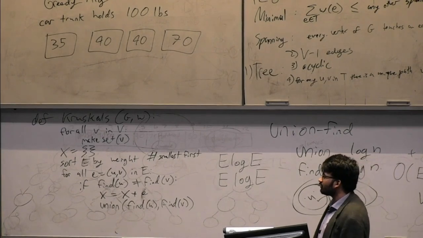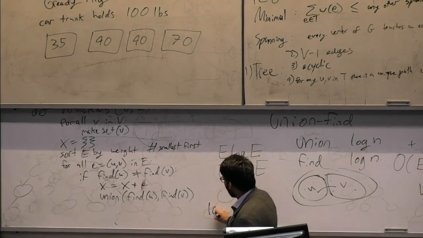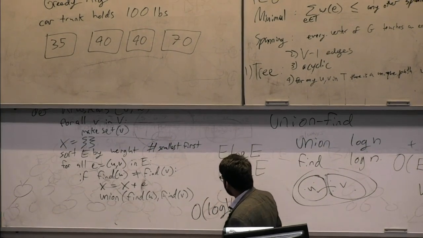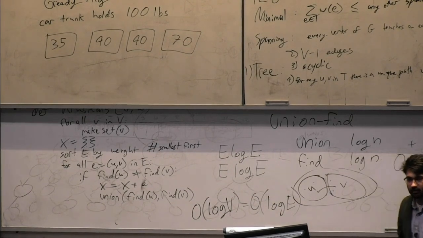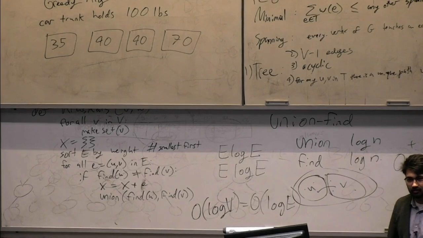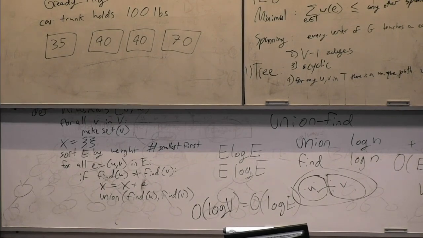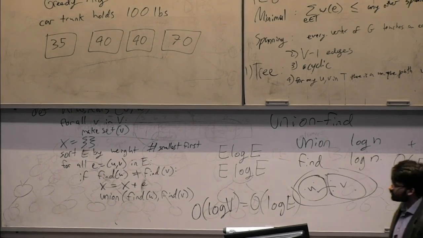The union is the log of... Ah, so it actually doesn't matter. I claim that O of log V is equal to O of log E. V does not equal E asymptotically, but log V equals log E asymptotically. Why? Yeah, so E you can upper bound by V squared, which gives 2 log V. So you can upper bound log E always by log V, and log V is bounded by log E too. So writing log E is basically the same as writing log V, for the big O being an upper bound, not necessarily strict. So it turns out it's the same.